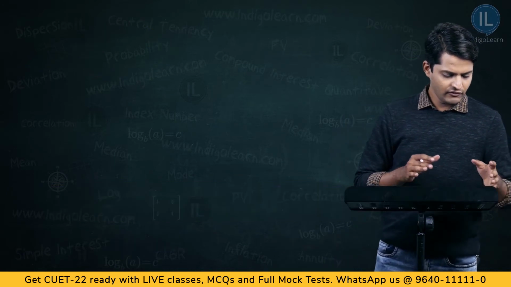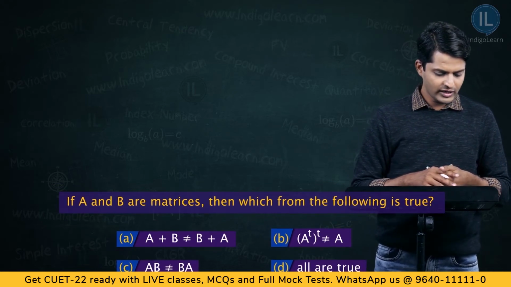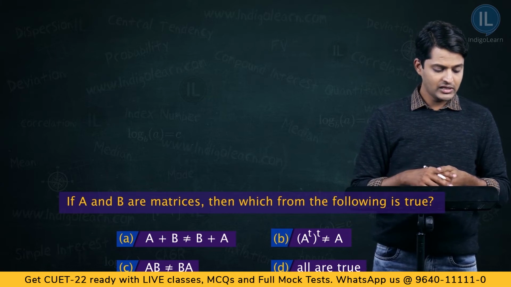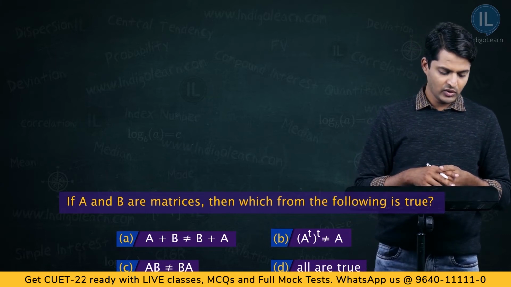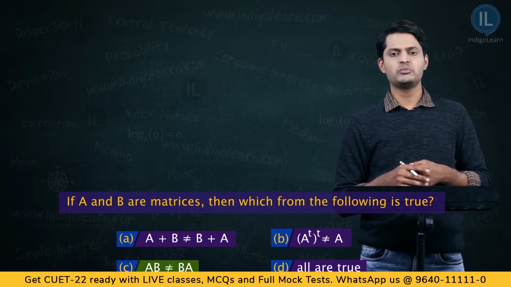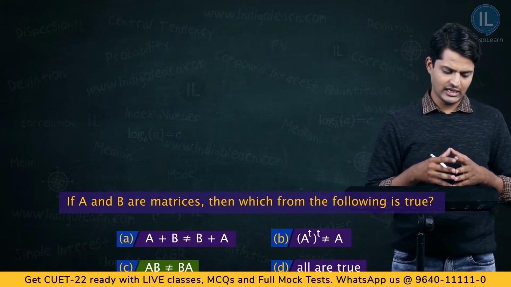Eighth one, if A and B are two matrices, then which of the following is true? A plus B is not equal to B plus A, A transpose whole transpose is not equal to A, AB is not equal to BA. Yes, option C beautifully works, because matrix addition is commutative and A transpose whole transpose is equal to A. Both A and B are incorrect. Option C is the correct answer, okay.